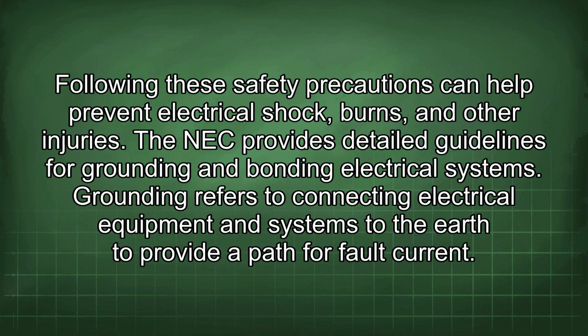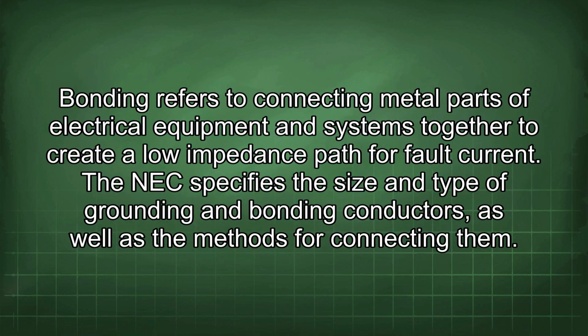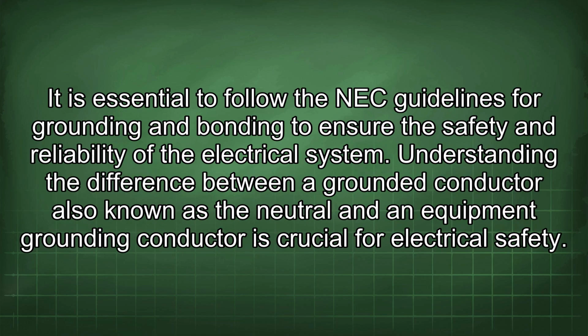The NEC provides detailed guidelines for grounding and bonding electrical systems. Grounding refers to connecting electrical equipment and systems to the earth to provide a path for fault current. Bonding refers to connecting metal parts of electrical equipment and systems together to create a low impedance path for fault current. The NEC specifies the size and type of grounding and bonding conductors, as well as the methods for connecting them. It is essential to follow the NEC guidelines for grounding and bonding to ensure the safety and reliability of the electrical system. Understanding the difference between a grounded conductor, also known as the neutral, and an equipment grounding conductor is crucial for electrical safety.